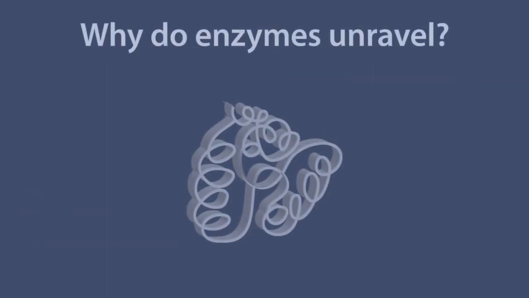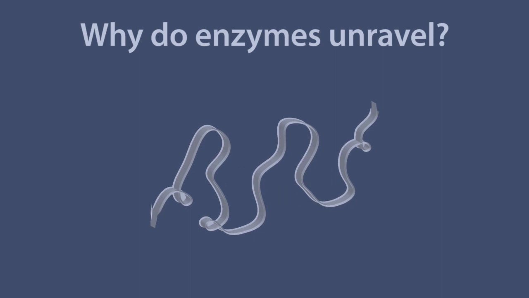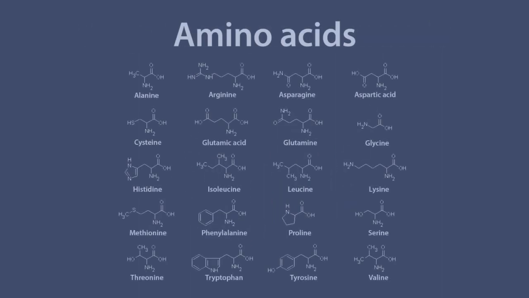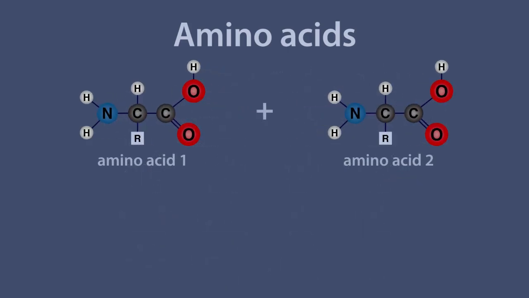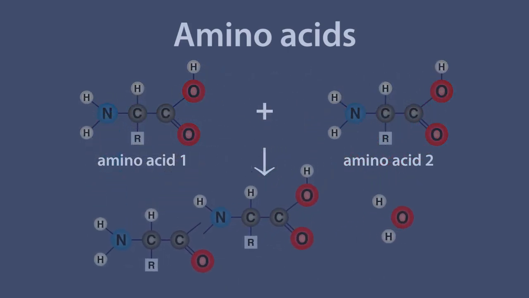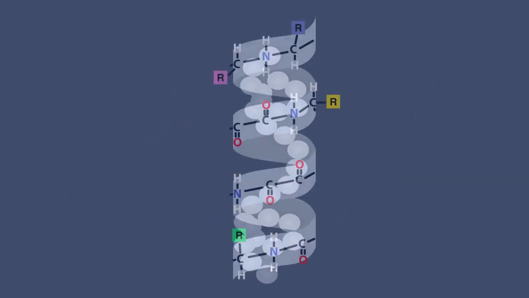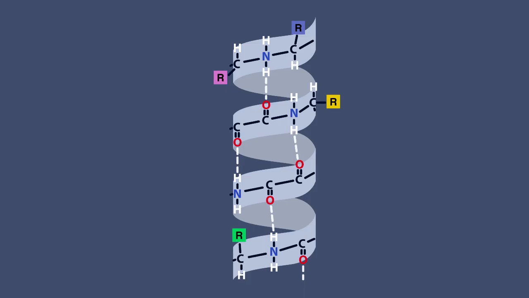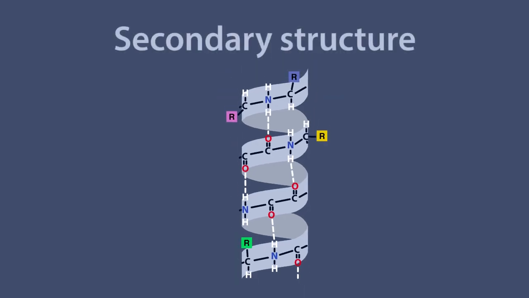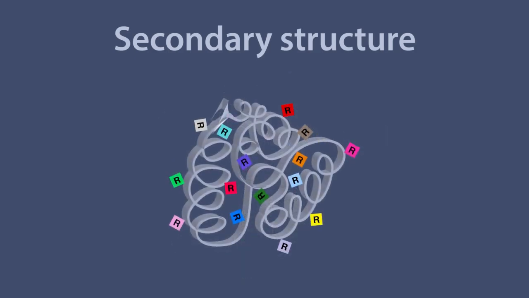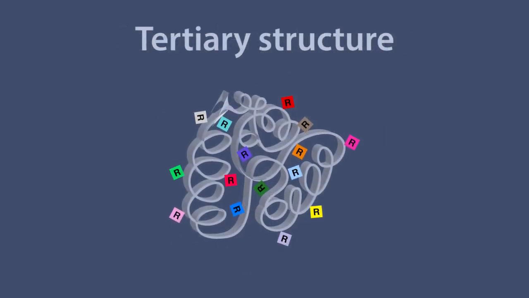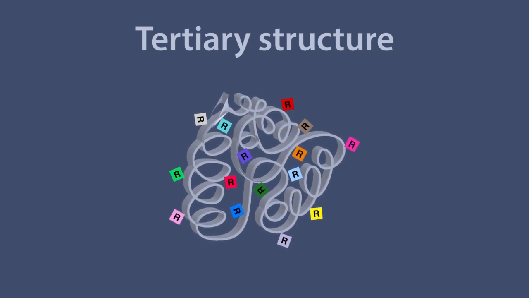So why do enzymes unravel like this? Well, the primary structure of proteins is when amino acids, there are 20 to choose from, join with the peptide bond. This coils into a sort of chain held together by the attraction between the amino and carboxylic acid groups forming their secondary structure, with different R side groups of the amino acids sticking out. Some of these will attract each other and some will repel, enabling the protein to coil up in a very specific 3D shape, its tertiary structure, now able to catalyze a specific reaction in living things.